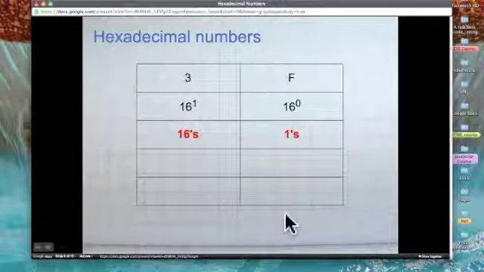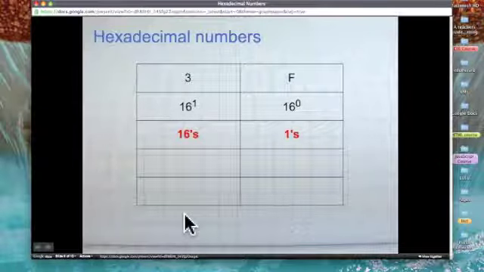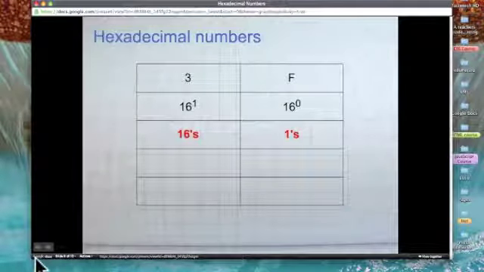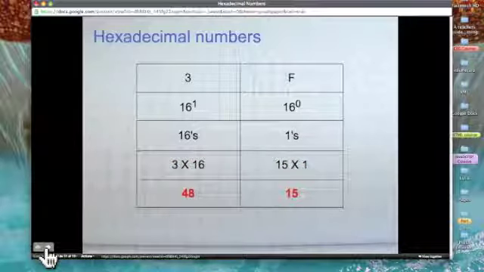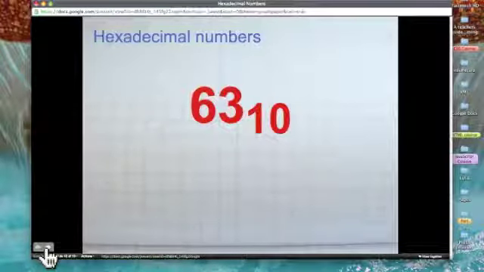So I have F 1s and 3 16s. That would be equivalent to 3 times 16 plus 15 times 1, or 48 plus 15 in base 10. So, 3F in base 10 is 63.